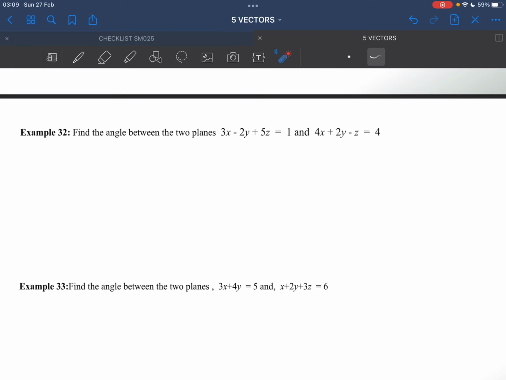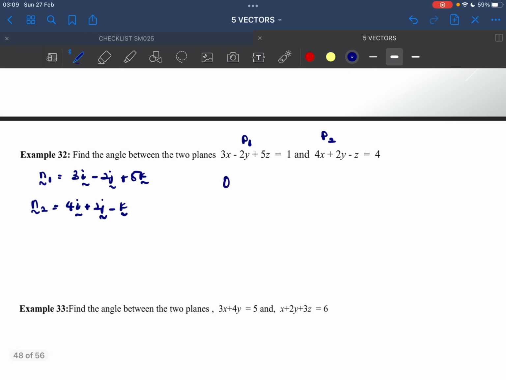3x minus 2y plus 5z equals 1, and 4x plus 2y minus z equals 4. Okay, so let's put this as P1, this as P2. So we know that normal 1 is equal to 3i minus 2j plus 5k, and normal 2 is equal to 4i plus 2j minus k. Okay, so now just substitute everything in the formula.